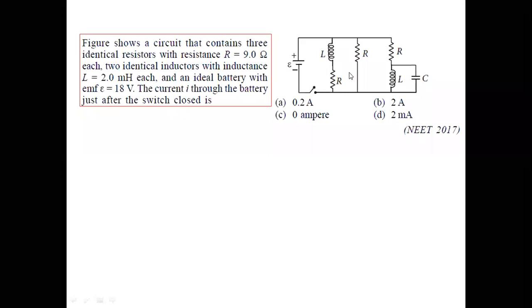Look, you have 3 resistors R, each of value 9 ohm. You have inductor L whose value is 2 millihenry. What is the EMF here? 18 volt. And next, capacitance. Nothing they have mentioned about the capacitance value. So of course there is a capacitor C.